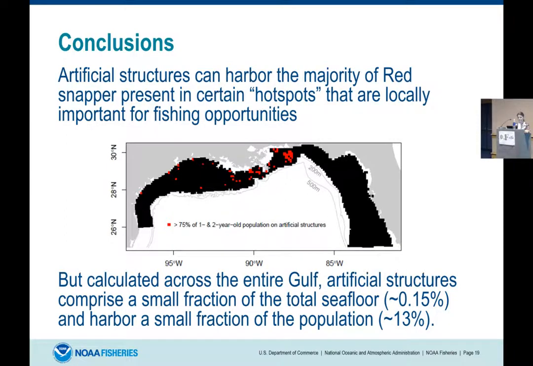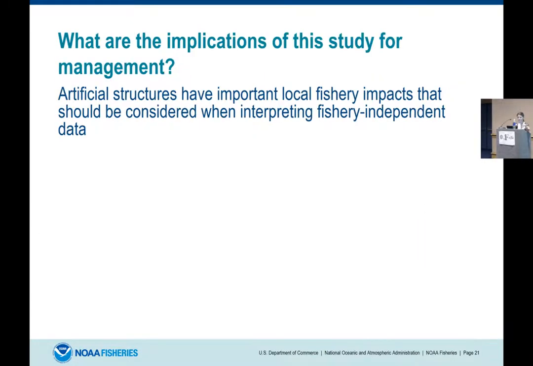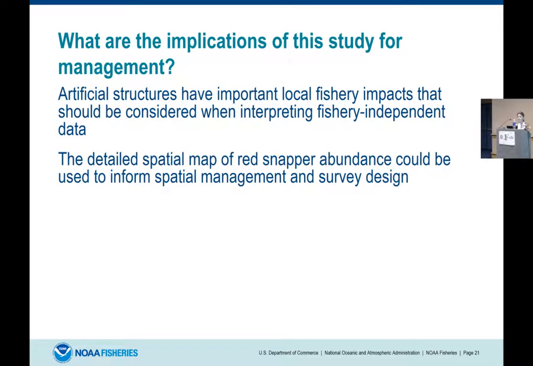And implications of the study for management. Obviously, the artificial structures have important local fishery impacts that should be considered when we're interpreting fishery-independent data. The detailed spatial map could be used to inform spatial management and survey design.